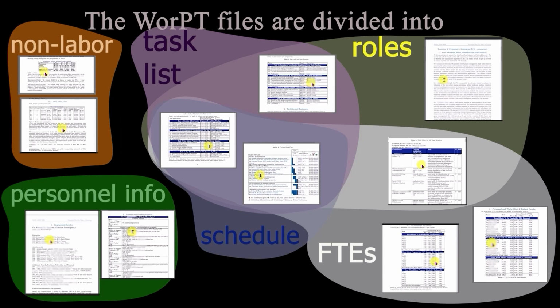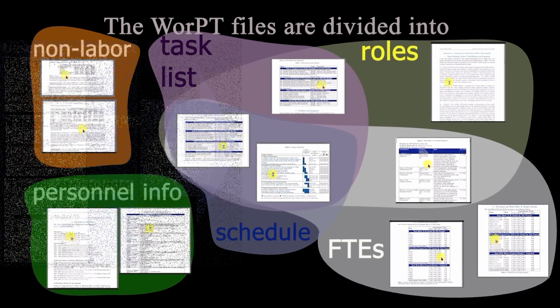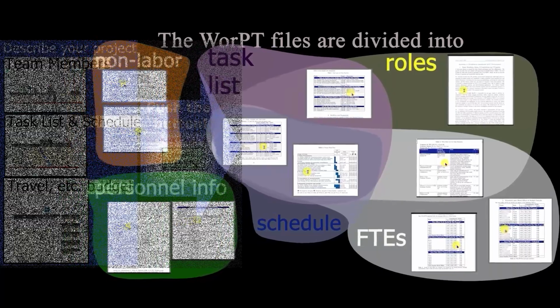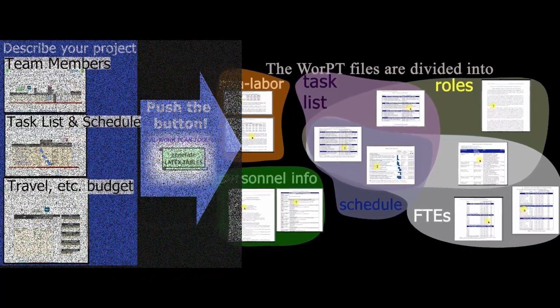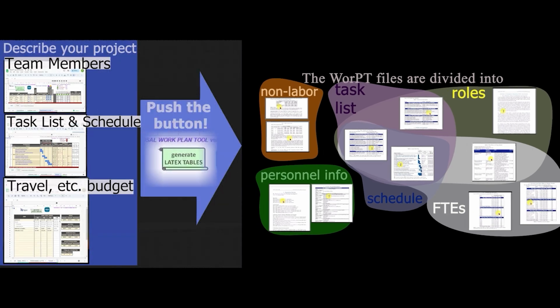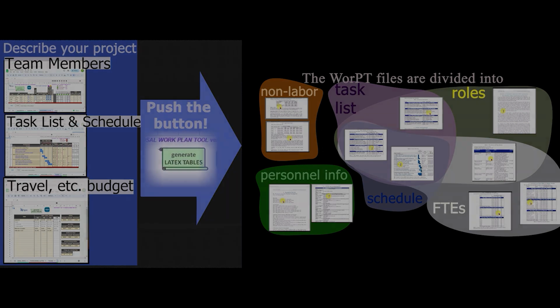At the time of the making of this video, WorPT produces nearly a dozen LaTeX files. Some proposals might need only a small subset of these products, while other proposals might benefit from using all of them. No matter which files you end up choosing to incorporate into your own project, WorPT will keep all the files updated as you develop milestones, schedule, and team membership for your proposal so that you can focus on the science.